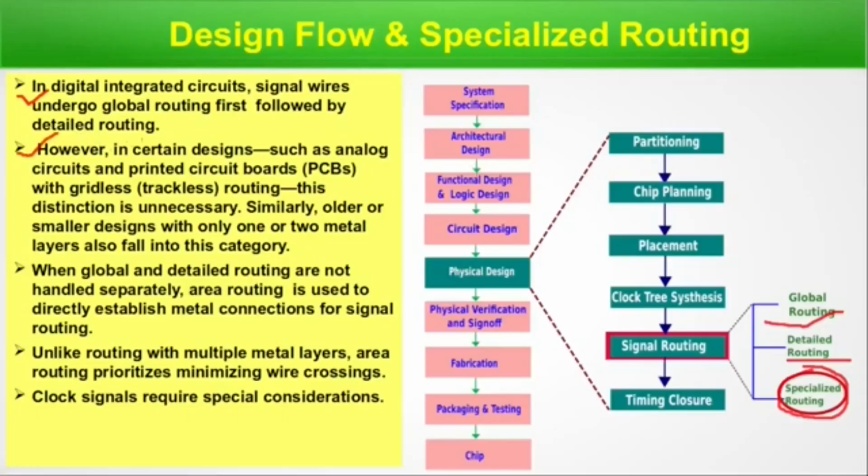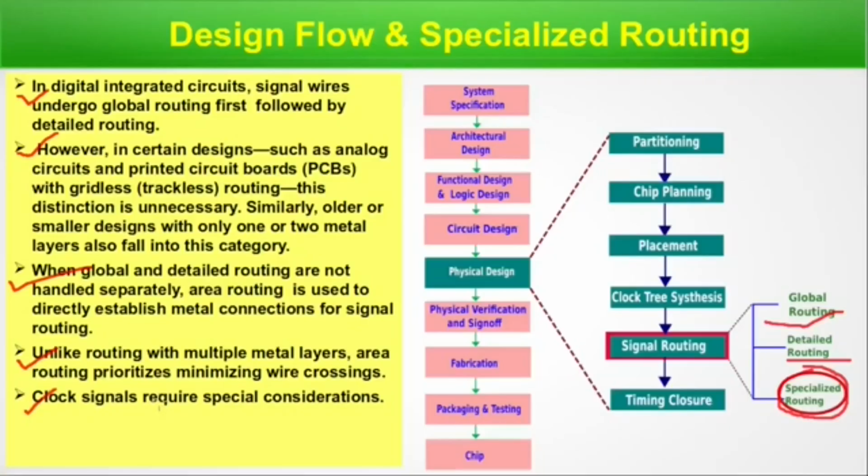We all know that. However, in certain designs such as analog circuits and printed circuit boards, that is PCBs, with gridless routing or trackless routing, this distinction is unnecessary. It doesn't need this. Similarly, older or smaller designs with one or two metal layers also fall into this category. For this type of routing, we take specialized routing. Now, when global and detailed routing are not handled separately, area routing is used to directly establish metal connections for signal routing. Unlike routing with multiple metal layers, area routing prioritizes minimizing wire crossing. Clock signals require special consideration. This is the basics about specialized routing.